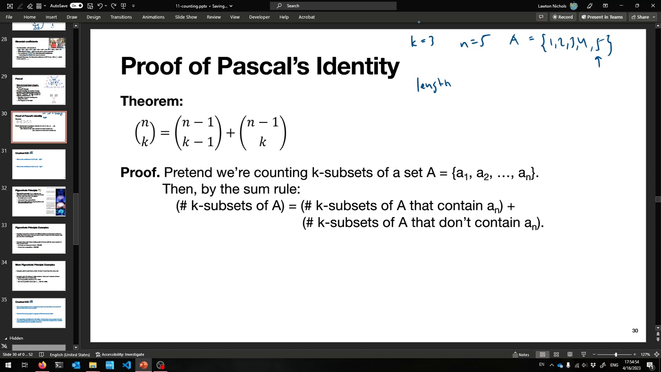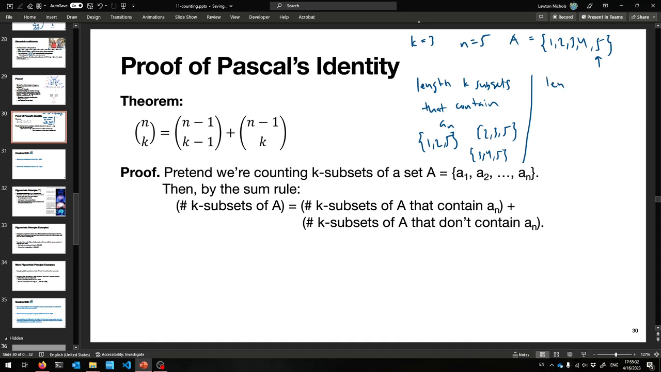All right, so we can split this into the length k subsets that contain a_n, which let's pretend is 5. So it's like, all right, length 3 subsets that contain the 5. We have 1, 2, 5. We have 2, 3, 5. We have 3, 4, 5. These all contain 5. So that's kind of half the subsets.